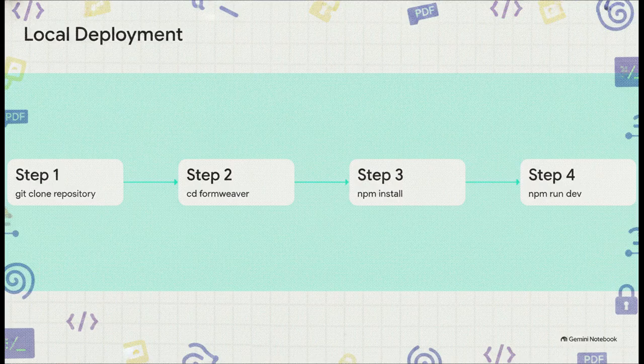Step 1, you run git clone with the repository URL to pull all the source code down to your computer. Step 2, type cd FormWeaver to navigate into that new project directory. Step 3, run npm install to let your package manager grab all the necessary dependencies. And finally, step 4, npm run dev to boot up your local development server. Literally, in less than a minute, you're going to have a fully functional, highly secure document generation tool running right on your local machine, ready for action.